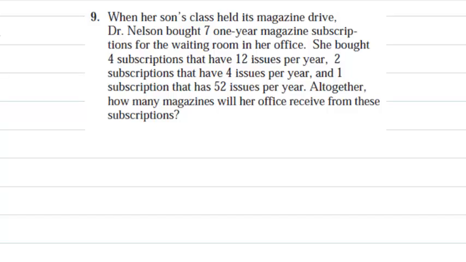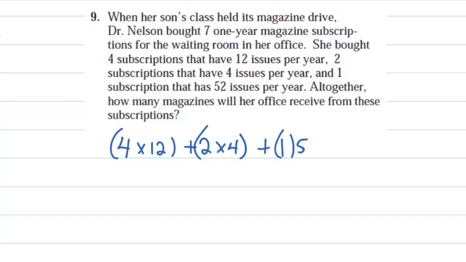7 one-year subscriptions. So 4 of them had 12 issues, 2 of them had 4 issues, and 1 of them had 52 issues. 4 times 12 is 48, 2 times 4 is 8, 1 times 52 is 52. And altogether our answer is 108.